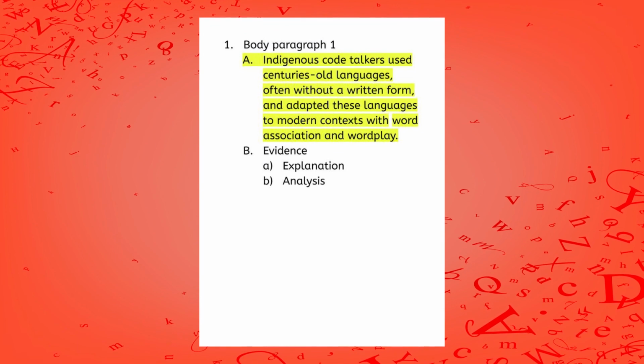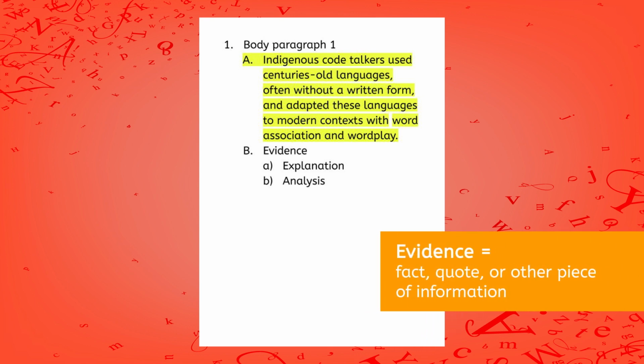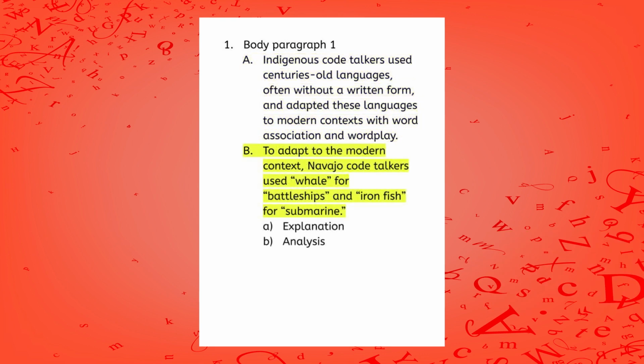Let's focus on building up this first body paragraph today. Now that we've got our topic sentence, we're going to design the rest of the paragraph to support it. First, we'll come up with our evidence, a fact, quote, or other piece of information that is undisputed, not up for debate, and used to show why in the world you made the claim you did. Here, I'll show my reader a fact I found in my research. To adapt to the modern context, Navajo code talkers used whale for battleships and iron fish for submarine.